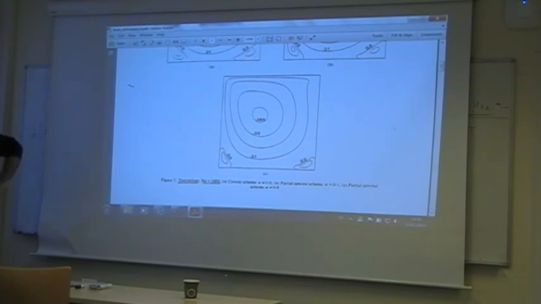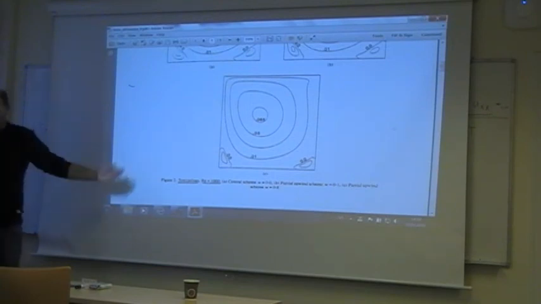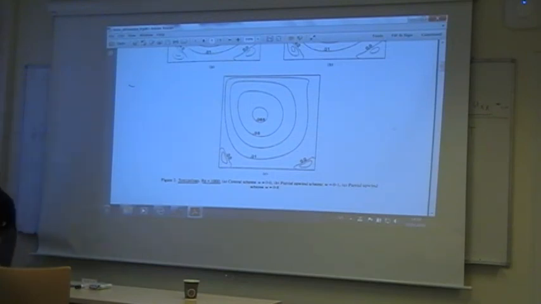Conclusion, never ever use first order upwind. Still, in a lot of CFD codes you use it because it's so stable. So it stabilizes a lot. You can use a big delta t. It doesn't explode, but you get very strange results.